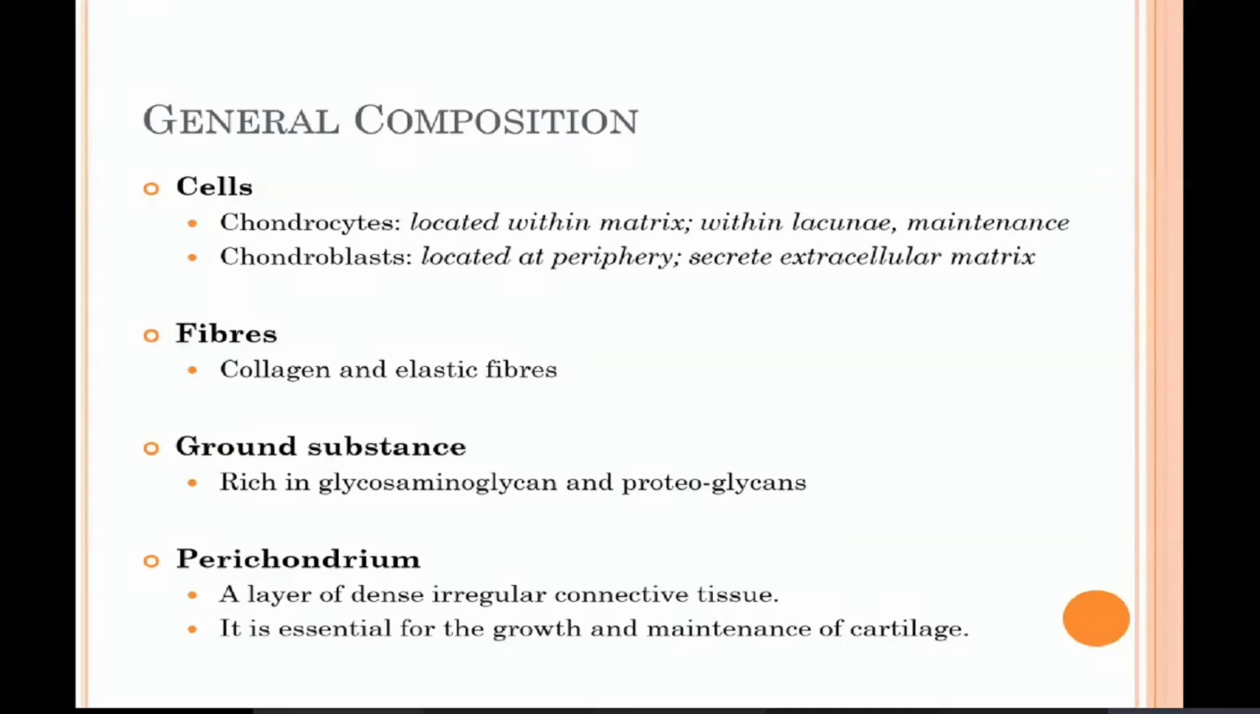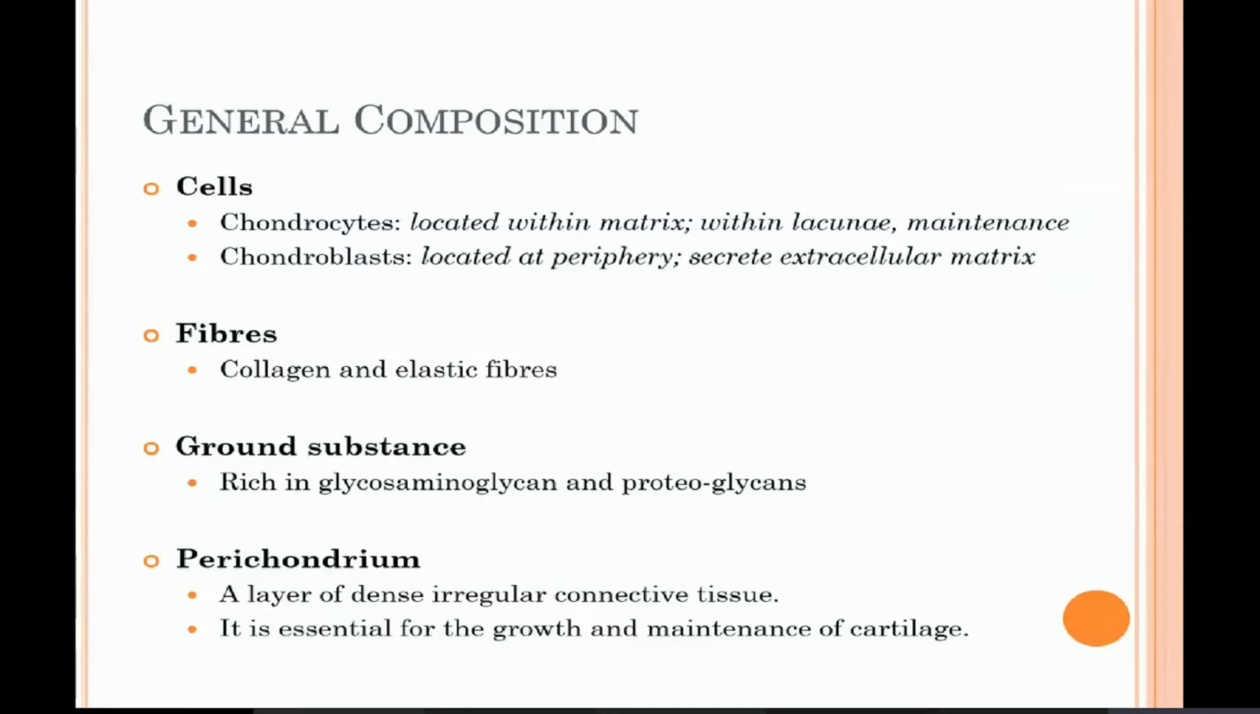And finally, everything we have discussed, the cells, the fibers, and the ground substance, is housed or wrapped within a specific connective tissue, which is called the perichondrium. It is an irregular, dense type of connective tissue which is provided with blood supply and innervation, and it is essential for the growth and maintenance of the cartilage. Ultimately, because it provides food and nutrients, and also has mesenchymal cells for the development of the chondroblast cells.